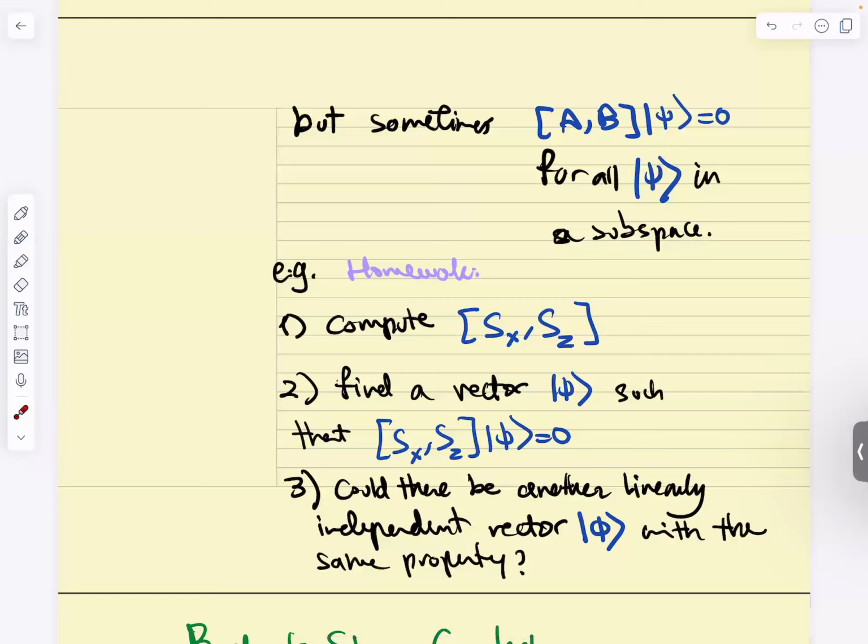I have a question. Is there some significance to the L squared or the S squared operator? Yes, absolutely. It's the total spin of the particle.